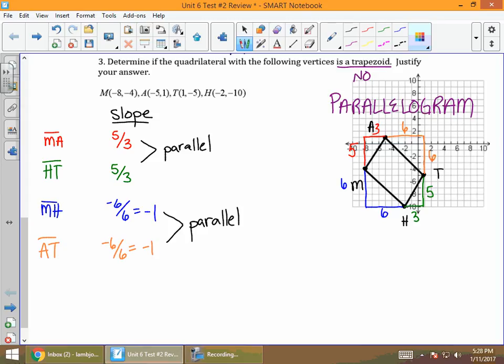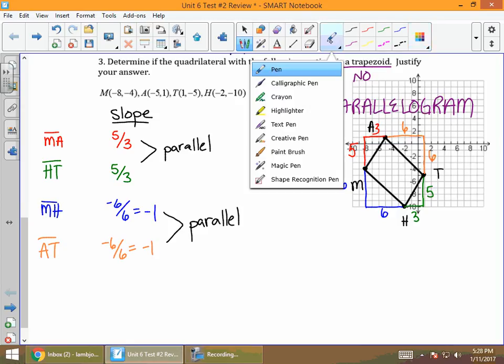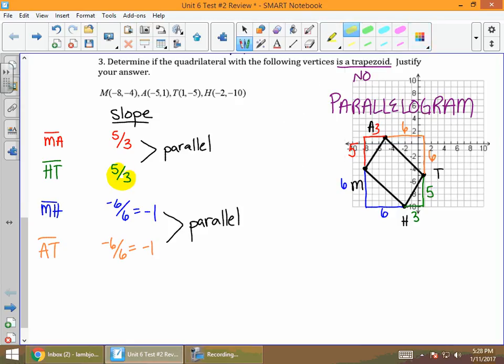Just for those of you that are kind of thinking ahead, is this thing a rectangle? Well, in order to be a rectangle, I take a look here and here. And I ask myself, are those things opposite reciprocals? And 5/3 and -1 are not opposite reciprocals, so this is not a rectangle. Those are not right angles in there. So this thing is just an ordinary, everyday parallelogram. Nothing special about it other than the fact that opposite sides are parallel. So answer, no, it's not a trapezoid. Hope that helps.